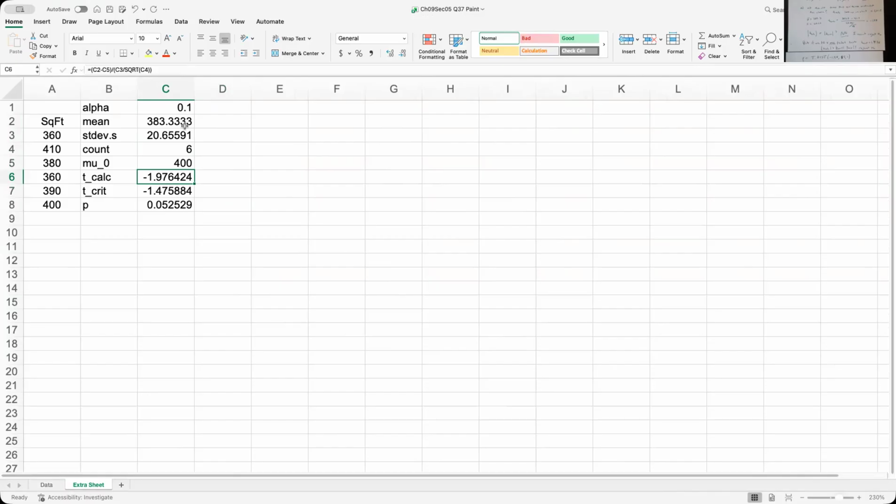I had to type in the formula longhand. There it is. And then there's my p-value. That p-value, again, is for a one-tail test. If I'm doing a two-tail, I've got to multiply by 2. If I was doing a right tail test instead of a left tail test, I'd use 1 minus, because I'd want the area above as opposed to the area below.